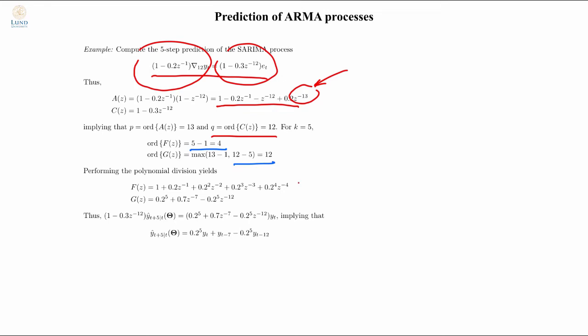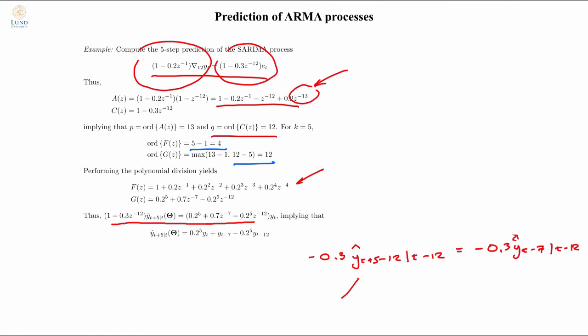If I perform the polynomial division, this is what I will get. That means that my future prediction will have this form. Notice in particular here that if I move this part over here, I will have one term looking like this. This term will be the prediction of y of t plus 5 minus 12 given observations up to t minus 12. That's the same thing as y of t minus 7 given observations up to t minus 12. But notice that I have observations all the way up to t. That means that I know this sample, so I can just replace this by y of t minus 7 like this, yielding my final prediction like this.